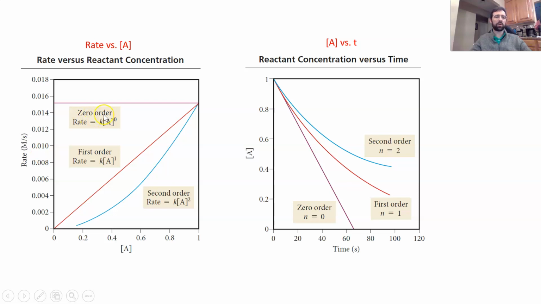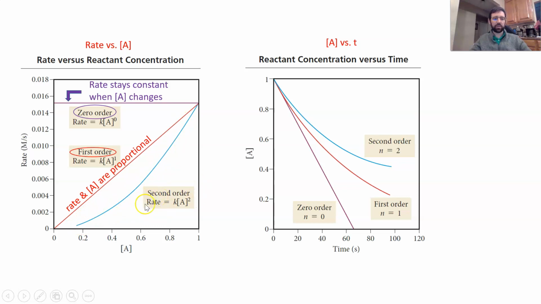Well, with a zero order reaction, we know that the rate is independent of the concentration. So the rate stays constant when concentration changes. That's why it is a flat line. A first order reaction is going to be directly proportional to the concentration of A. So it's got a slant, but it's a constant slope. It's a straight line.